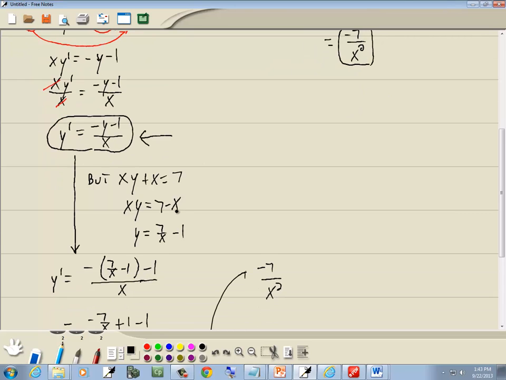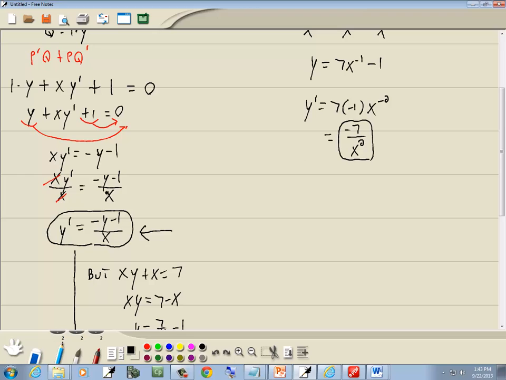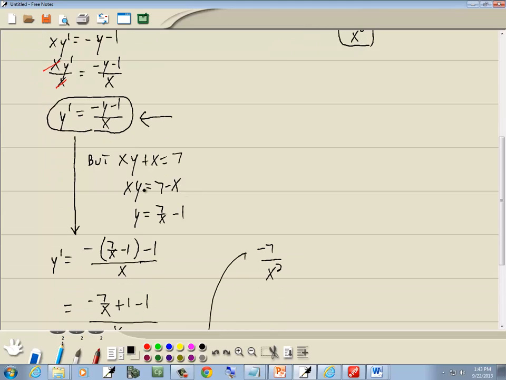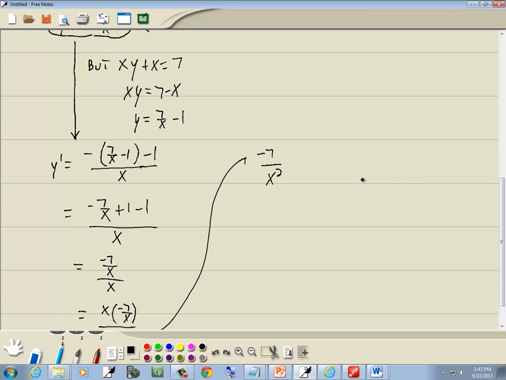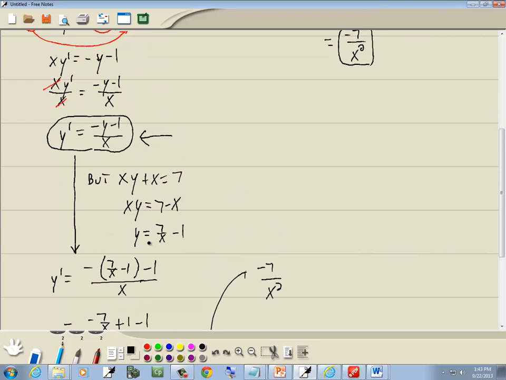So again, sometimes you may come up with items like this, and you're sitting there thinking, boy, I've done something really wrong. Not necessarily. If you were to take it further and solve for y and then plug that in, you might find that it gives you the same result. Anyway, that's the first problem.